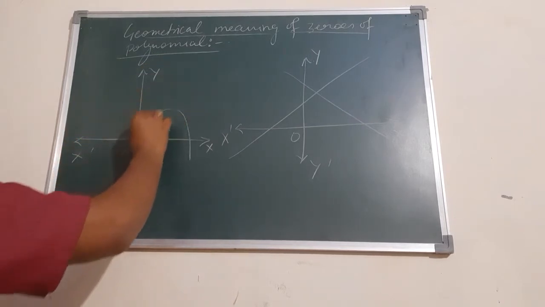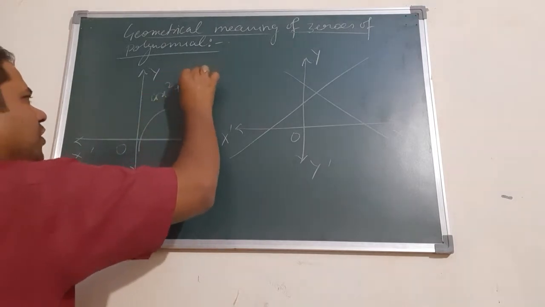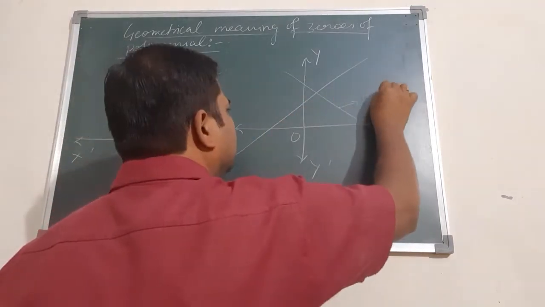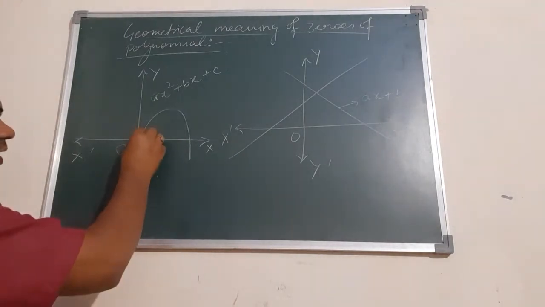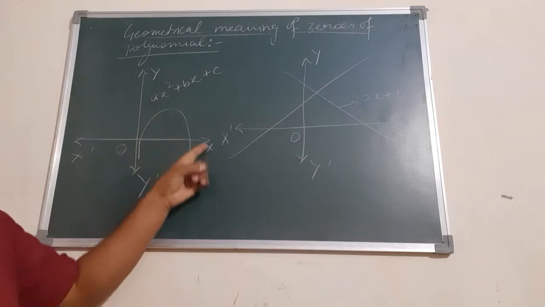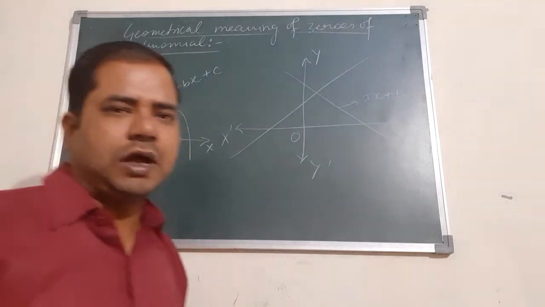This is the quadratic polynomial. That means the graph of a quadratic polynomial is always a parabola. Always a parabola. Parabola means this case, this vertical inverted curve. This is known as a parabola.